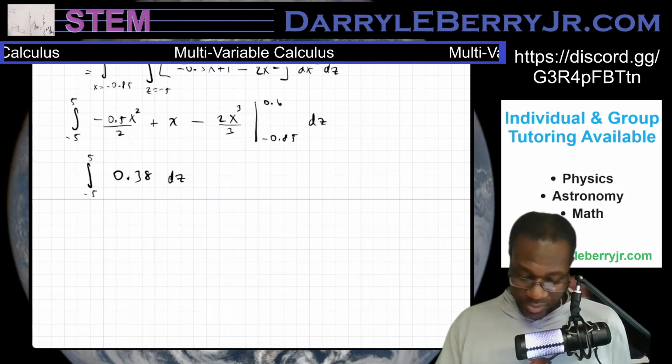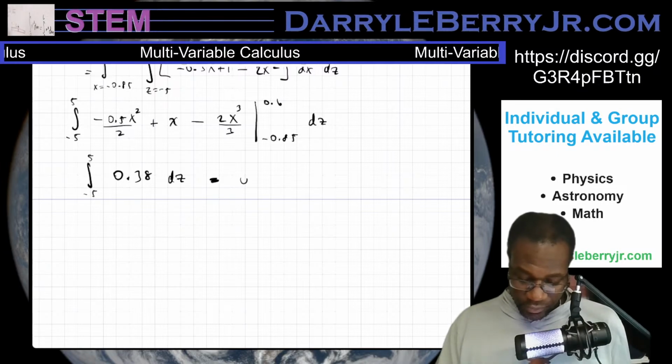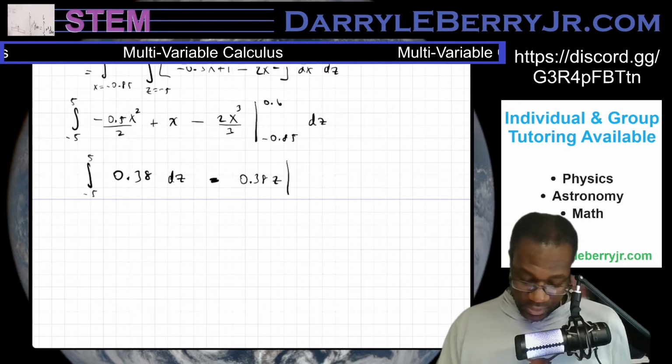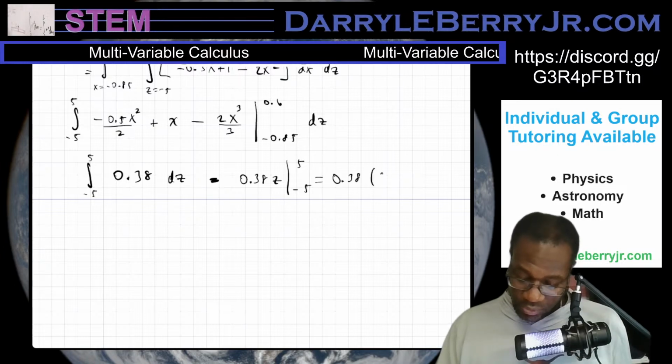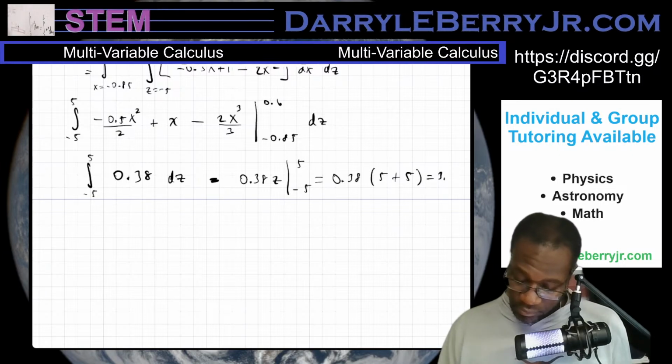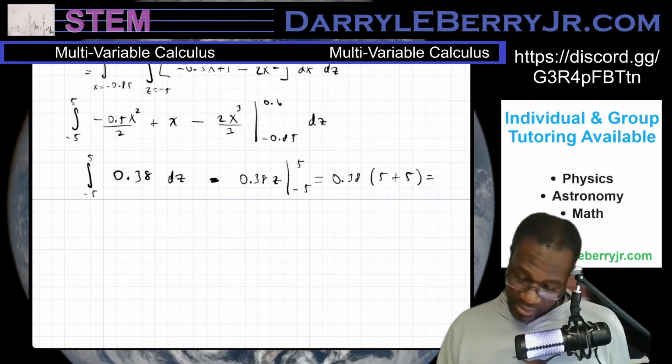And then all I have to do is multiply that by the length that we're working with. So that's going to be 0.38, z from -5 to 5. So that's going to be 0.38 times 5 plus 5. So it's going to be 3.8. Oh, hold up. Is that multiply? Yeah, let's multiply.